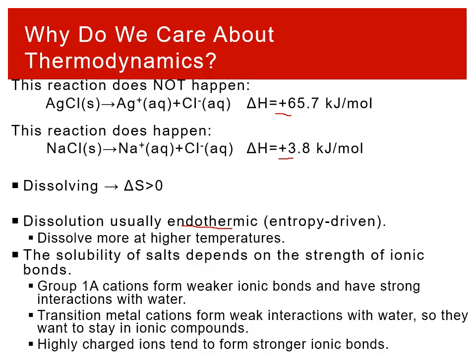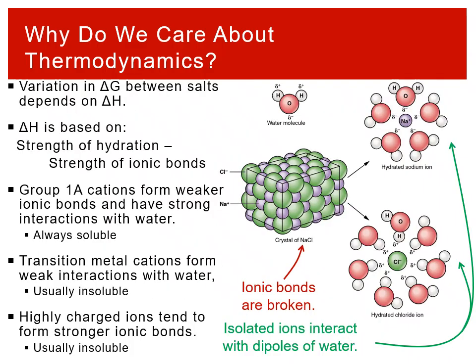We can see that NaCl is not very endothermic. It's only plus 3.8, whereas silver chloride is plus 65.7. This variation in delta H comes entirely from the chemical interactions you're breaking, namely ionic bonds in the solid crystal, and the interactions you're forming, namely the positive or negative end of the water dipoles interacting with the ions. We call that hydration.